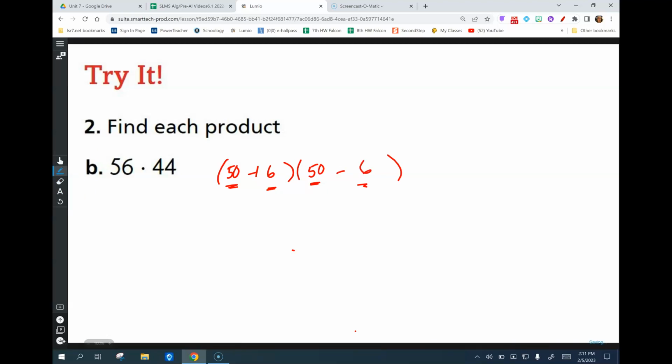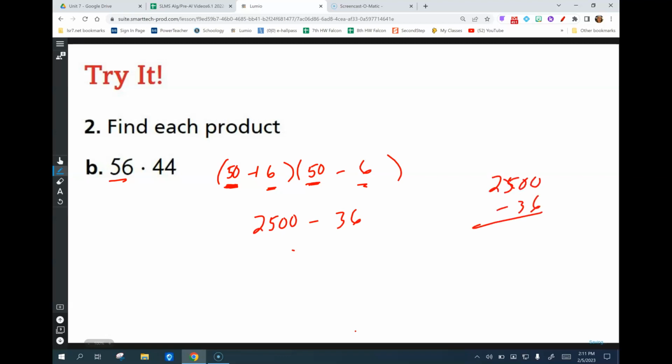Okay, so I can take 50 plus 6 and 50 minus 6. The other big key is I want one of my numbers to end in a 0. Okay, so here we go. I'm going to square the first term. 5 squared is 25, and you have 2 zeros, minus 6 squared, which is 36, which for me is the easy part. Now I have to subtract.